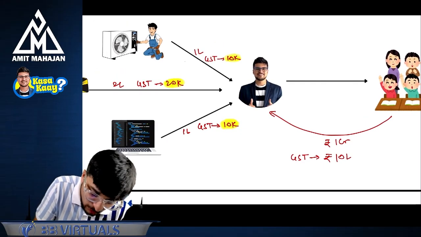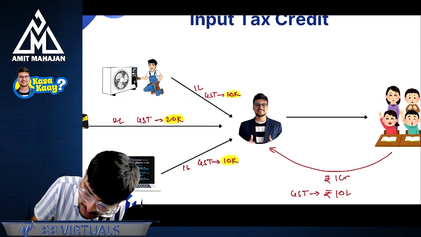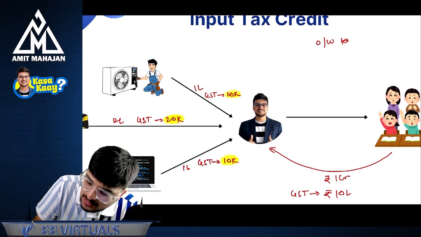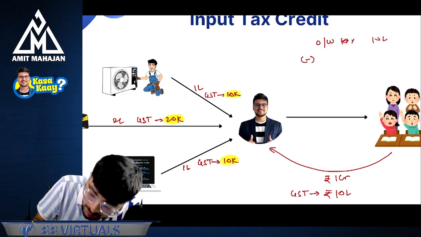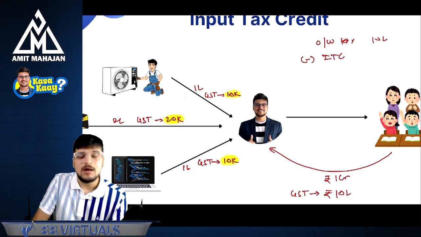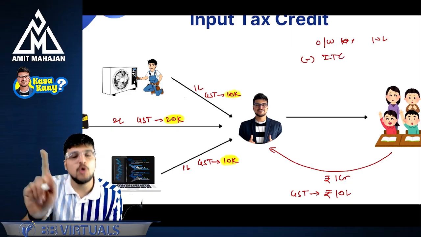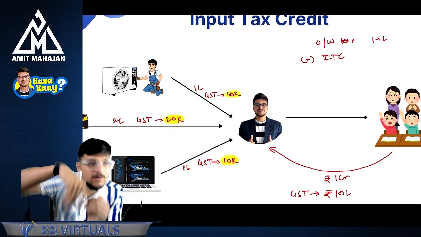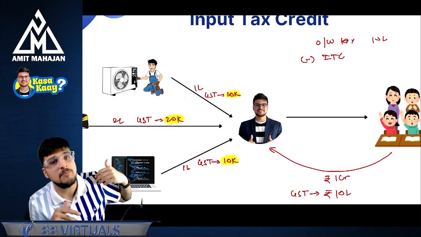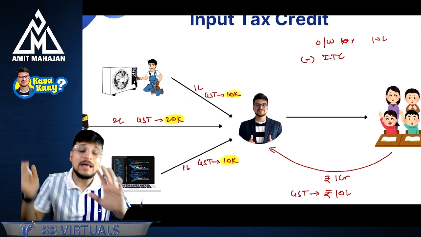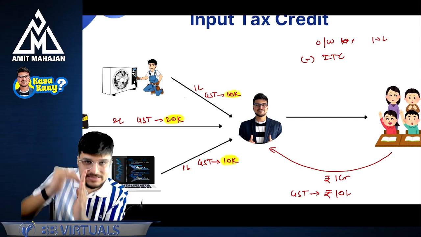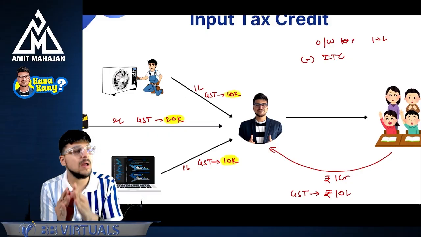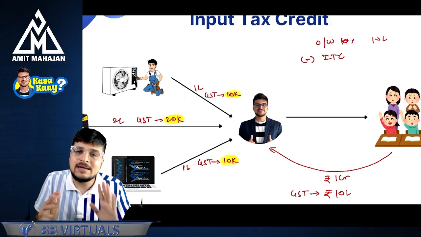So do one thing. What is Amit's outward tax? Amit's outward tax is 10 lakhs. What is Amit's ITC? Now, for availing the ITC, it is not mandatory to sell AC only. If my inward supply is AC, my outward supply should only be AC, then only I will get the ITC. No, if anything I'm purchasing, which I'm using for my outward supply, I will get the ITC of everything.